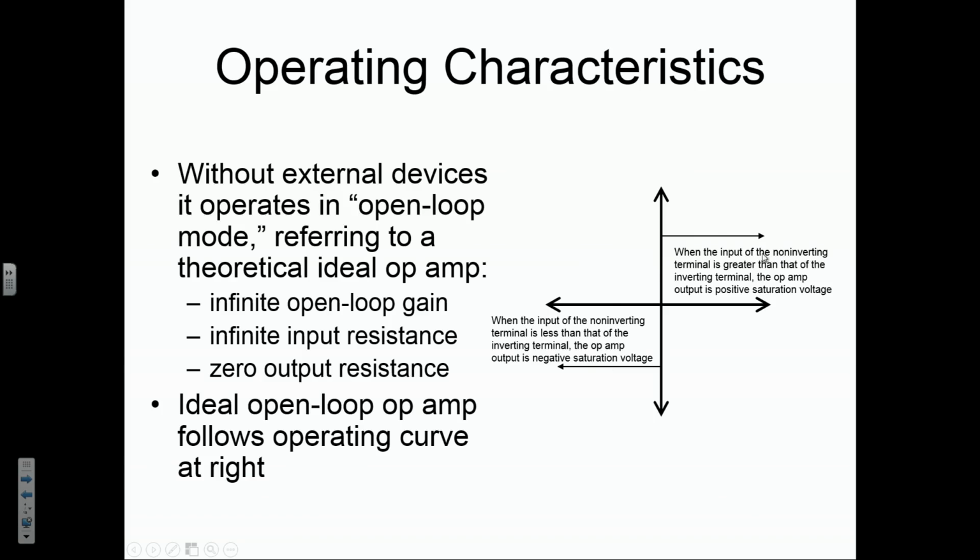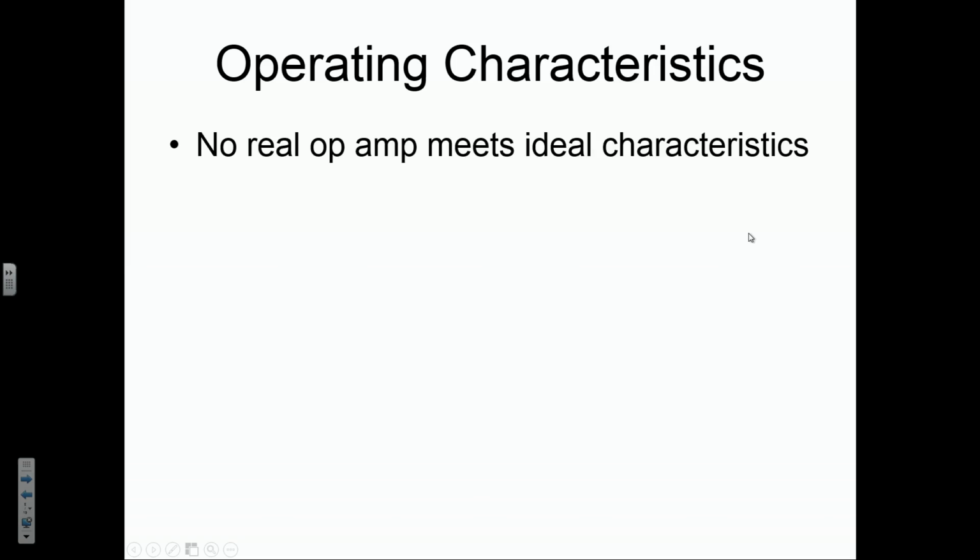When the input of the non-inverting terminal, again, the plus sign terminal, is greater than that of the inverting terminal, the op amp output is positive saturation voltage. And as it crosses over, it goes perfectly from negative saturation voltage to positive saturation voltage. Again, this is for an ideal op amp. Real-world op amps are not quite that good, but they're still pretty good.